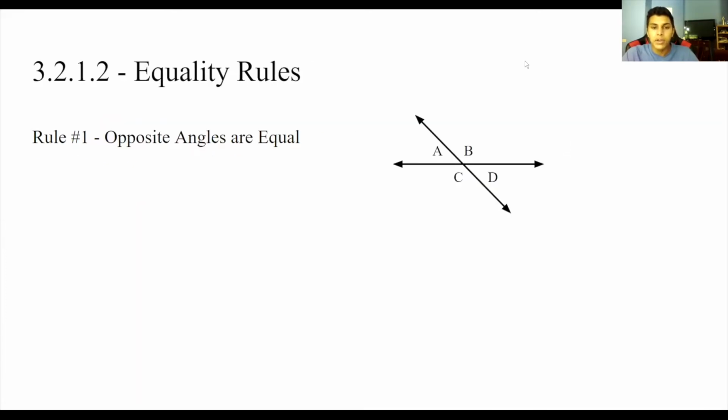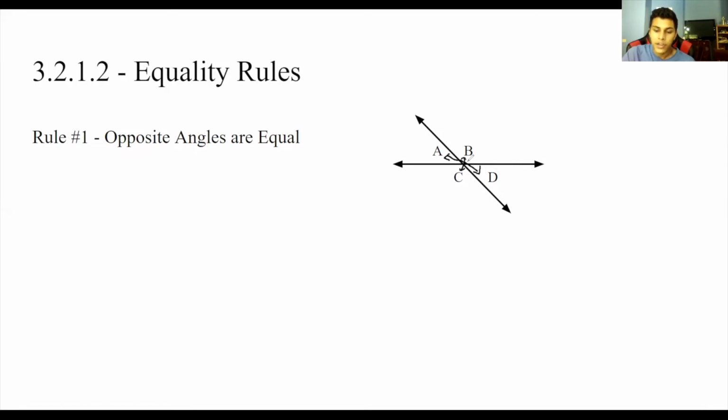All right, now to briefly go over some equality rules with angles. The first rule is that opposite angles are equal. Opposite angles are defined as angles that are on opposite sides of a set of intersecting lines. So in this example, I have two lines that intersect, and around it I have four angles, A, B, C, and D. So if I were to try and find the opposite angles, I just have to look at what angles are opposite each other on these intersecting lines. And the ones that are opposite each other are A and D, and B and C.